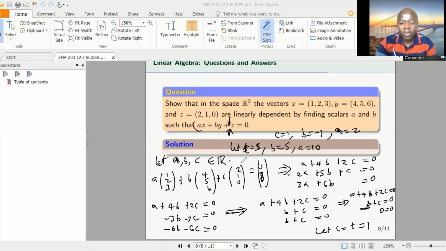Or somebody else, if the question was left open, would even have let T be 2. So if T is 2, that means C is 2, then B will be -2. And what about A? This person would have proceeded to find A. If B is negative 2, times 4 will be negative 8 in this position, and C is 2, so 2 times 2 will be 4. So this will be negative 4 equals 0, so A will be 4. If this question was left open, we would have found so many solutions.